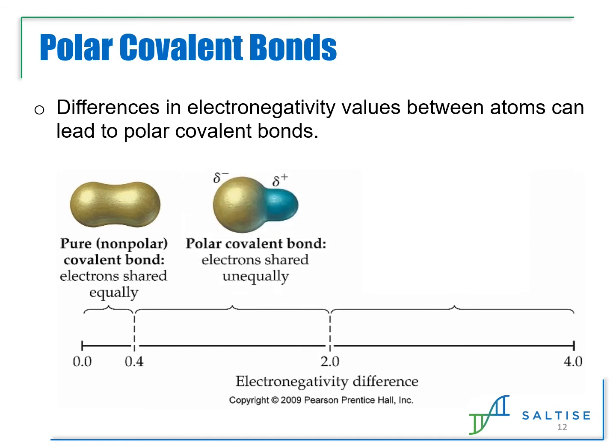If the difference is between 0.4 and 2.0, then the bond is considered polar covalent, and so electrons would be shared unequally, and you would have a partial negative charge on one end of the molecule and a partial positive charge on another end of the molecule. When the electronegativity difference is large enough, such as what is seen between a metal and a nonmetal, the electron from the metal is completely transferred to the nonmetal, forming an ionic bond. And this is why we would see a full negative charge and a full positive charge in the ions.